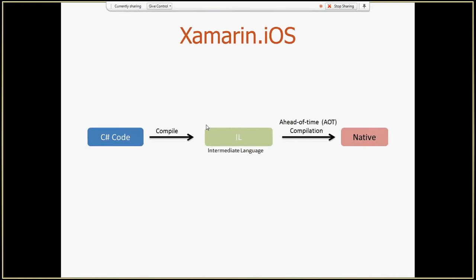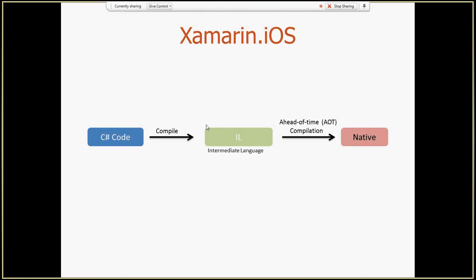But Xamarin iOS does not support JITting. So it compiles its C# code to IL, and then we need an Apple device to convert that IL to native code that can be understood by iOS. So when you build the application for iOS, we need the physical machine, an Apple machine, to compile that. So no JITting allowed here.